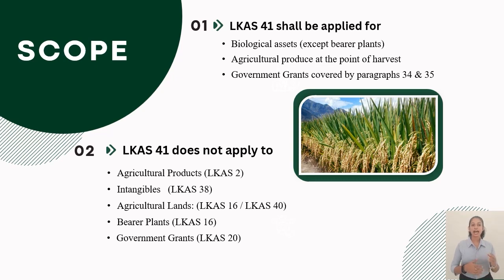Second one, agricultural produce at the point of harvest. It means, as an example, harvested mangoes at the point of harvest come under agricultural produce. Last one, government grants covered by paragraphs 34 and 35. It is considered that government grants can be received only if the fair value of the biological asset is less. Then LKS 41 does not apply to the following.